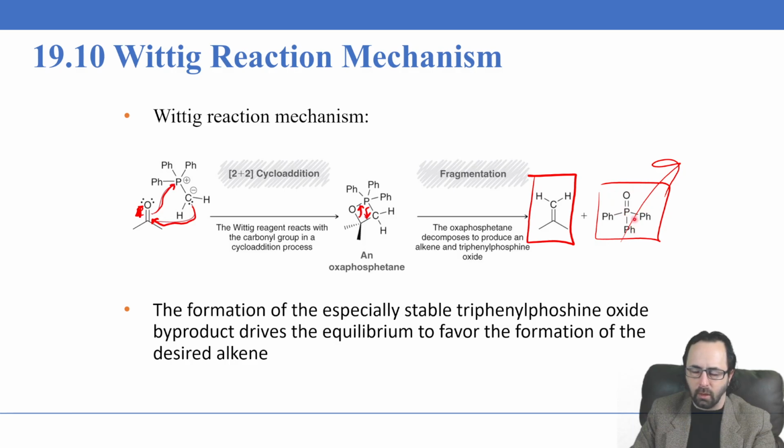If we take a look at this particular product here, we get a phosphorus-oxygen double bond, quite a stable bond. This product also, because of the phenyl groups and the double bond here, has exceptional resonance to it, and so it's particularly stable. And so the formation of this product really drives this reaction forward, and you get quite a large yield for this.